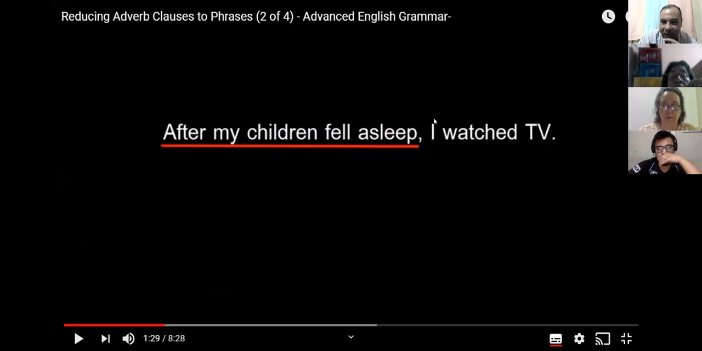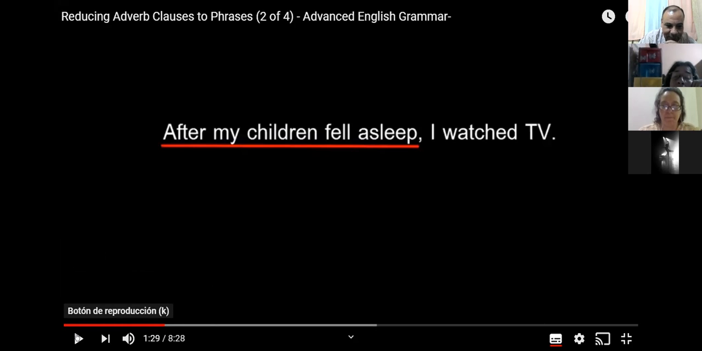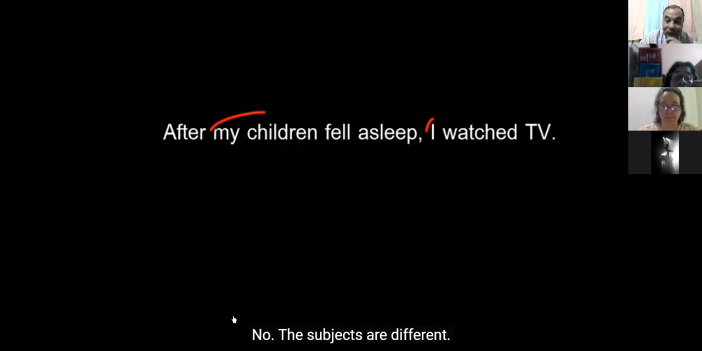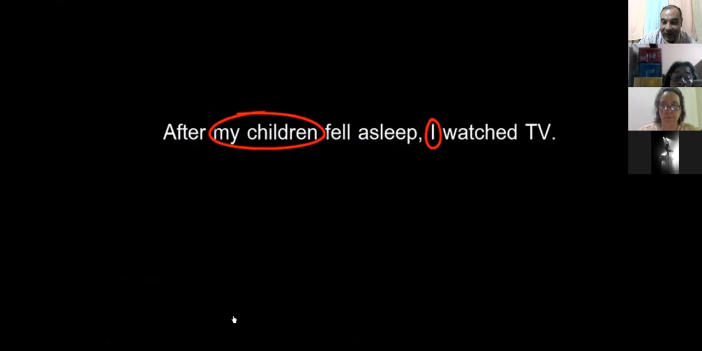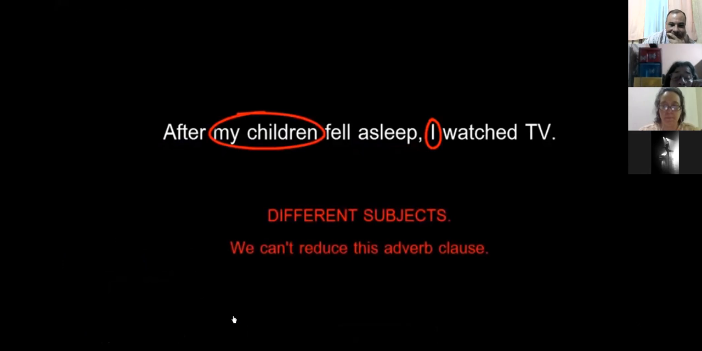So you see here, we have different subjects. So she asked a question. Can we reduce this adverb clause? No, we can't. Why not? Because this subject is different from this subject. Is that clear? So listen to the explanation. No. Subjects are different. Can you see?